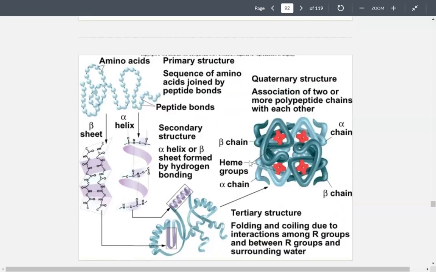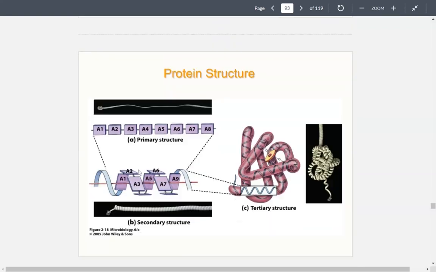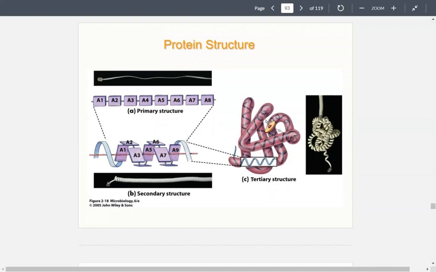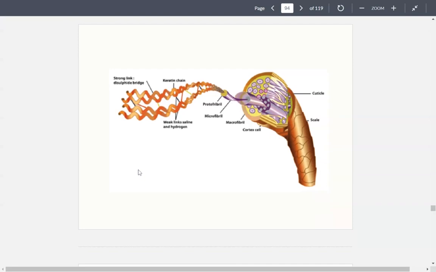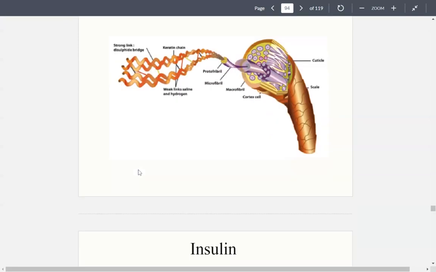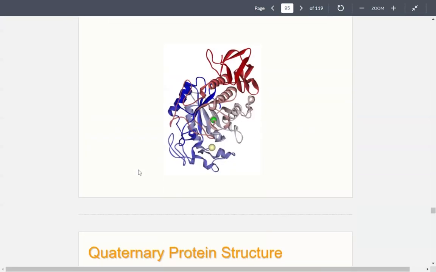A great example of quaternary structure would be a hemoglobin. Hemoglobin is actually 4 chains chained together. And then we have heme groups inserted into them. Heme groups are going to contain the iron and be what the oxygen actually binds to. Just some images.